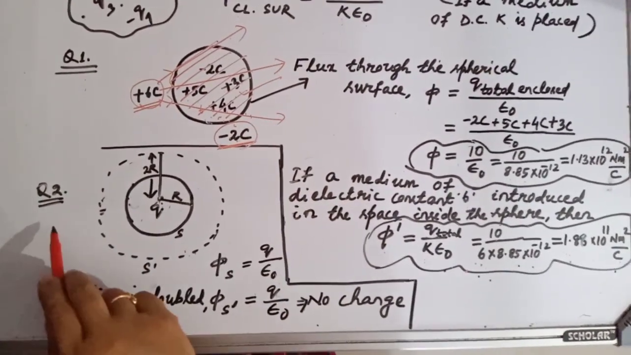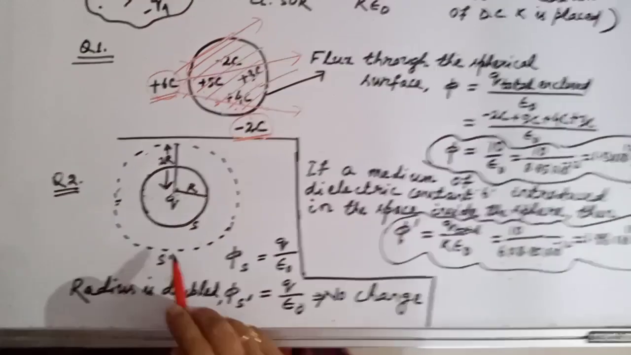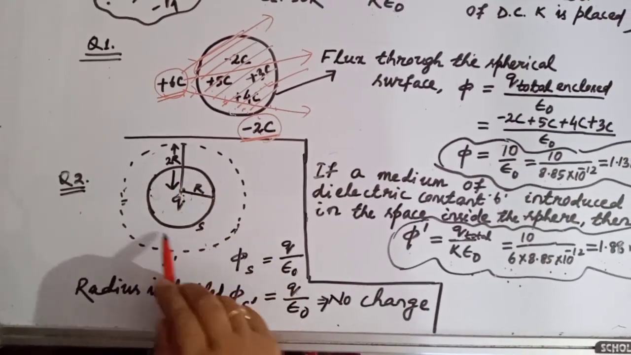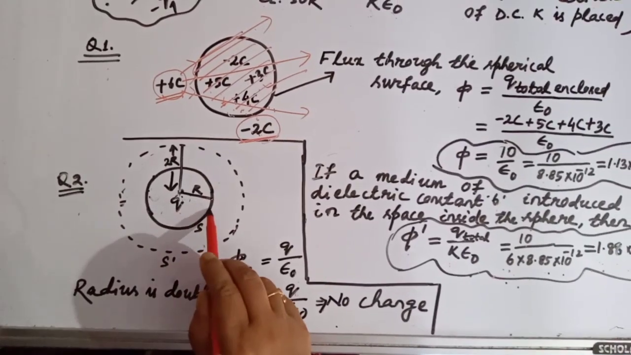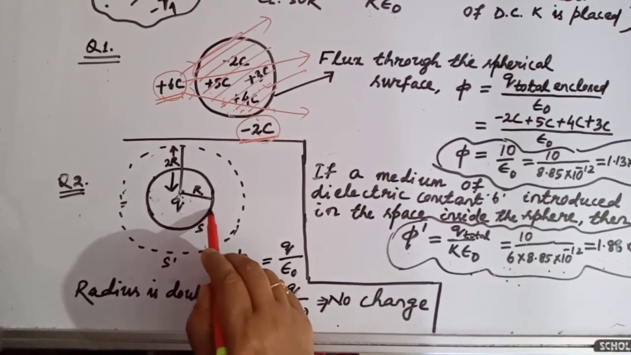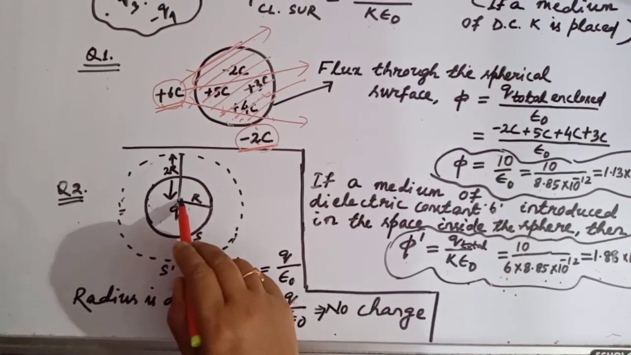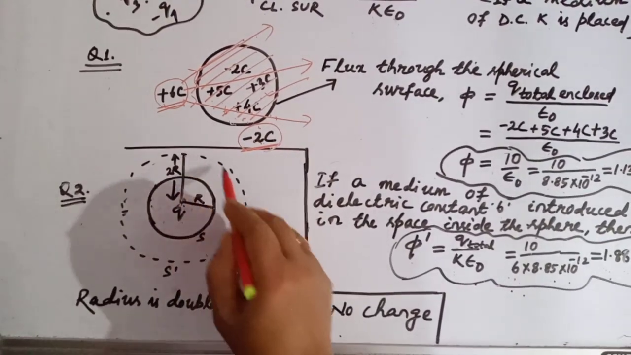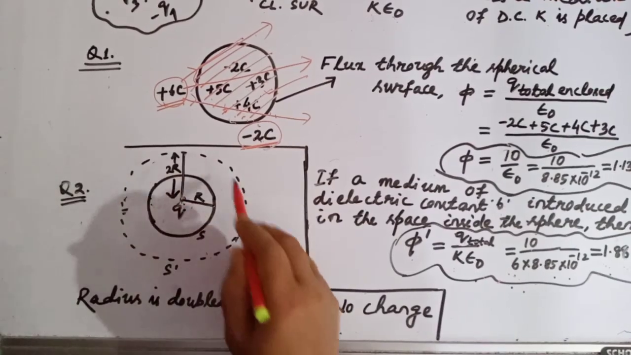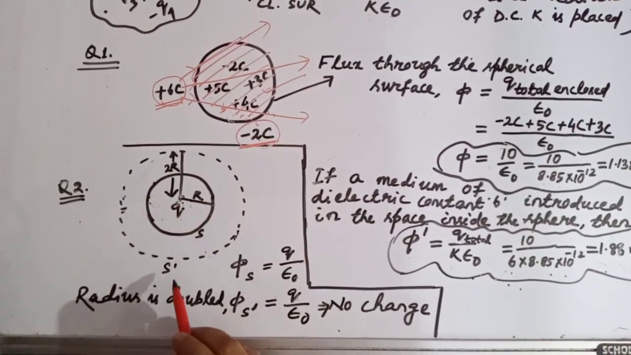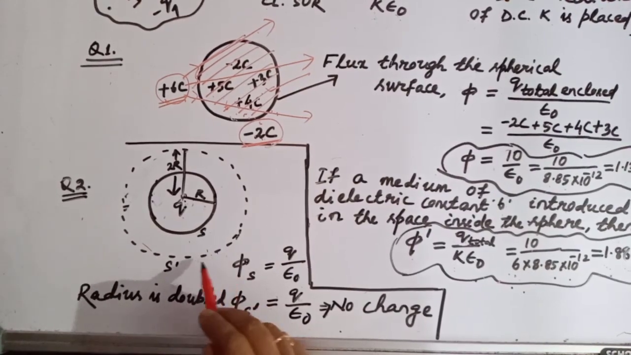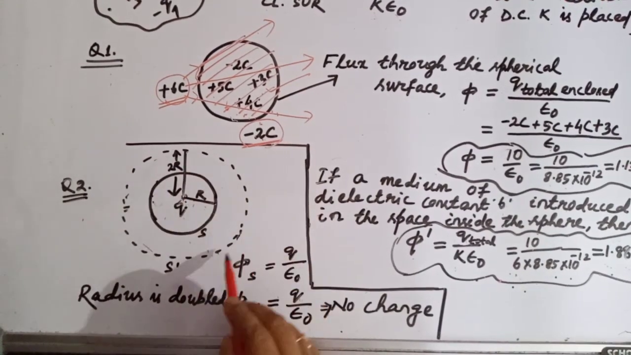Now come to question number 2. Here Q charge is placed at the center of a sphere of radius r. Now the radius of the sphere is increased to 2r. What is the flux passing through the larger sphere? What happens to the flux if the radius is doubled?